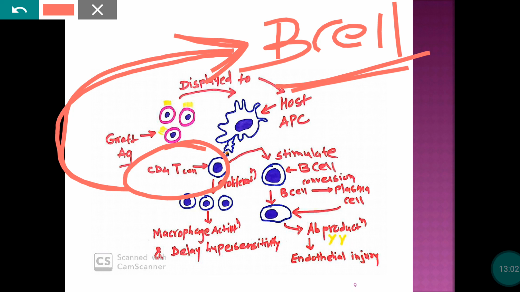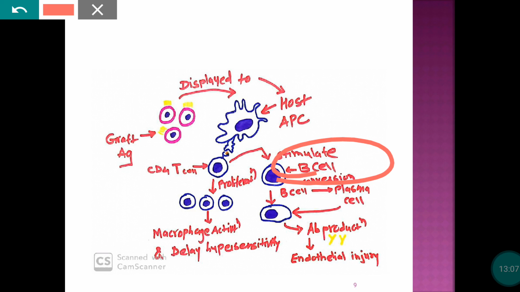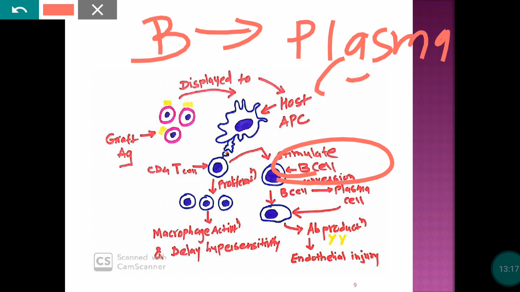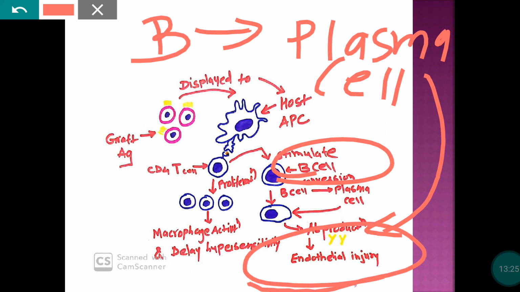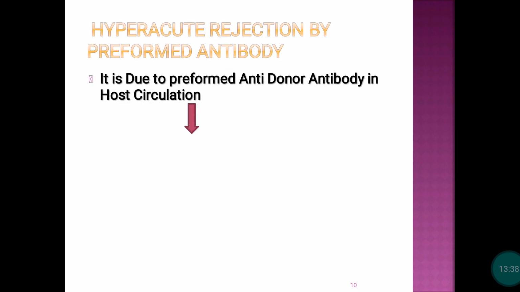So with the help of CD4 T lymphocytes, now B cell can get activated. And you already know that once the B cell gets activated, it will get converted into plasma cell. That is a beautiful cell of our body. This plasma cell will lead to antibody production, and this antibody can lead to endothelial injury, further endothelial injury. So in that way, transplant rejection happens by the indirect pathway. Here the antibody production is also involved.